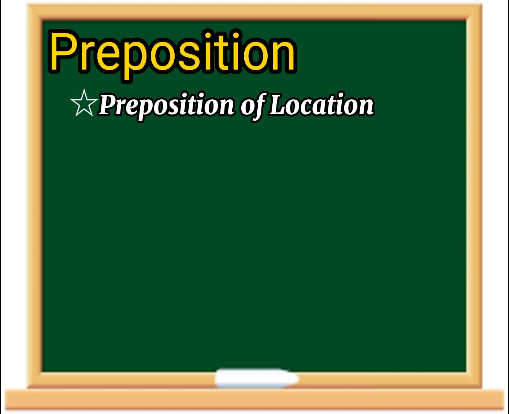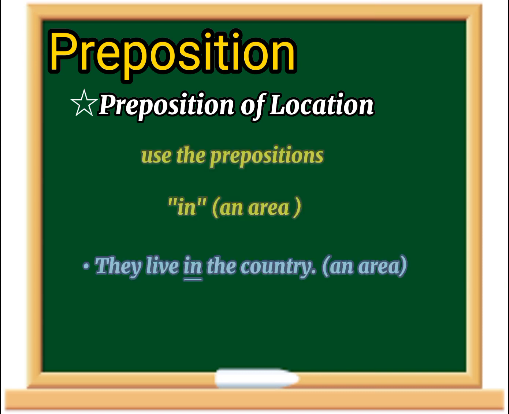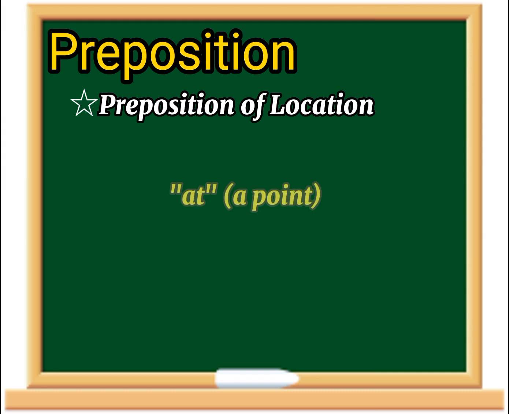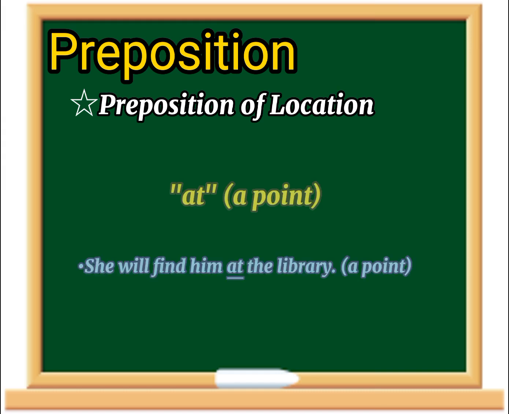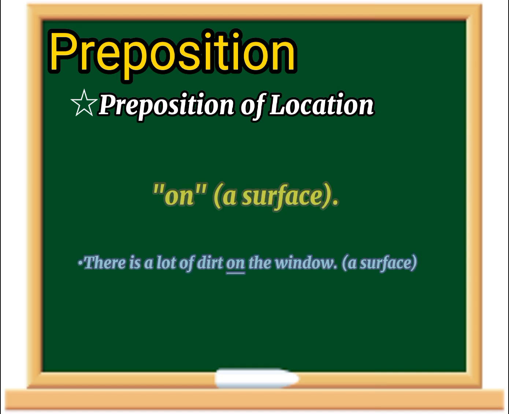At the end, we will see the preposition of location. Use the preposition in for an area. For example, they live in the country. Then at for some point, she will find him at the library. Use the preposition on for some surface. For example, there is a lot of dirt on the window.